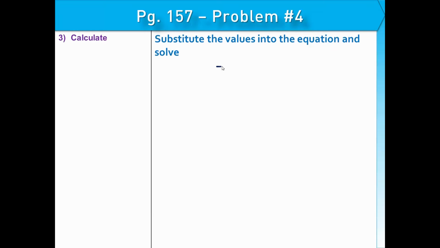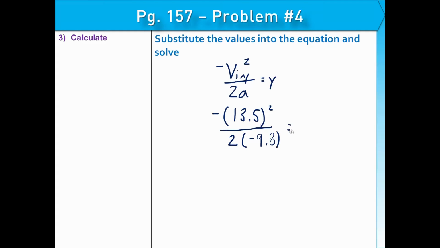Now I'll go ahead and rewrite my equation again. Negative initial velocity in y direction squared all over 2 times acceleration equals y. I'm going to plug in my values. So I'm going to get negative, my initial velocity in the y direction is 13.5 squared all over 2 times acceleration, which is negative 9.8. I'll multiply the bottom, and I'm going to square the 13.5. So I'm going to get 182.25 at the top. And at the bottom, I'm going to get a negative 19.6.